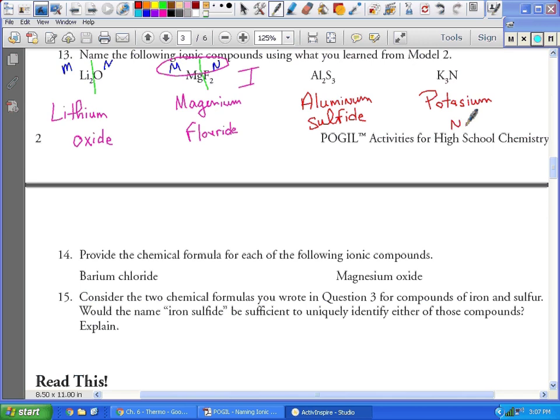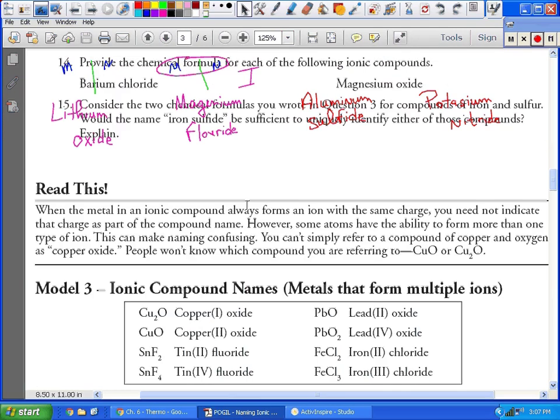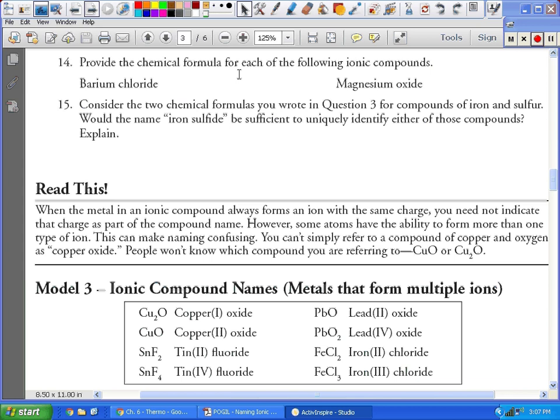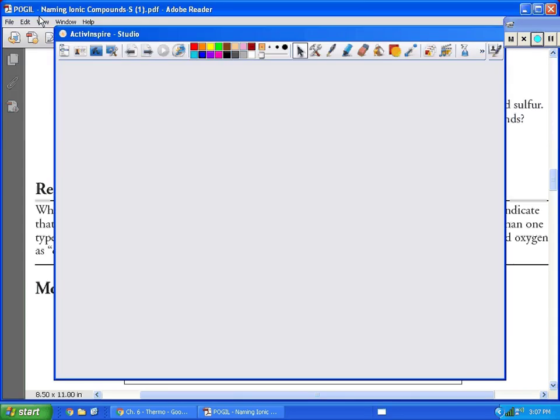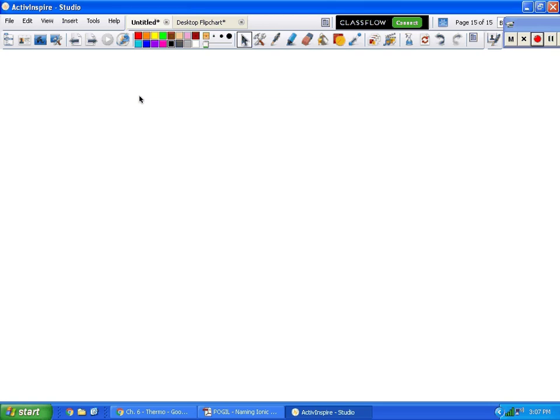All right, we're doing 14 and 15, and we're stopping because that's the last part of this section. All right, so number 14, provide the chemical formula for each of the following compounds. Now I'm going to come to the other page to be able to do it, so I have some more space. So it said barium chloride, correct? All right, what's the chemical symbol for barium? Ba.